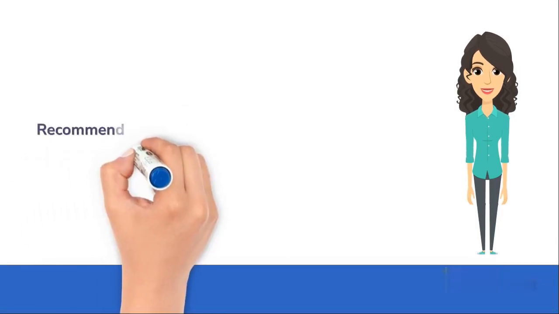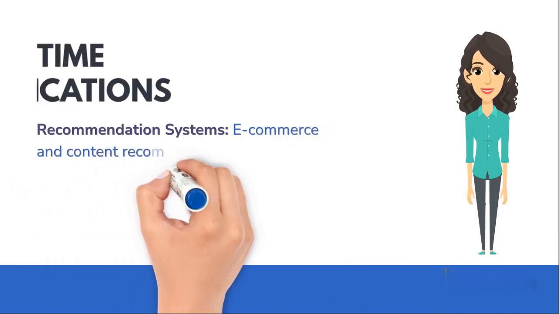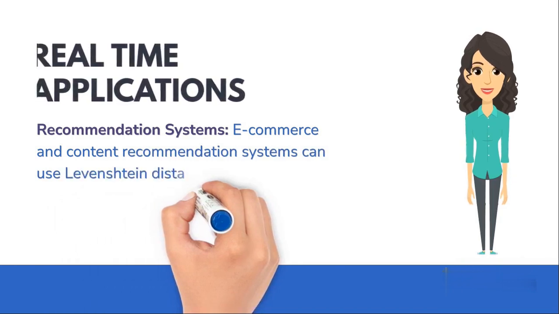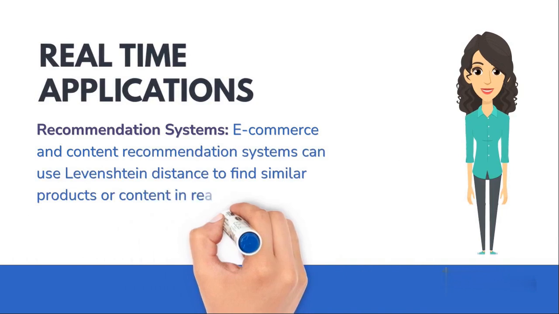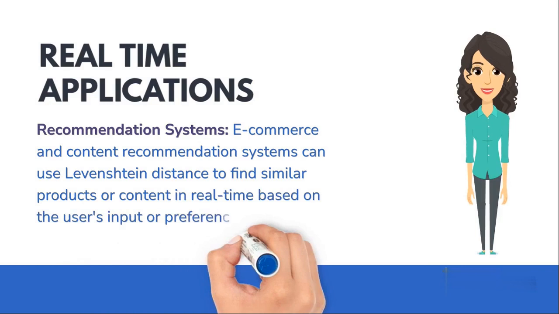Another important application is the recommendation system. E-commerce and content recommendation systems can use Levenshtein distance to find similar products or content in real time based on users' input or preferences.